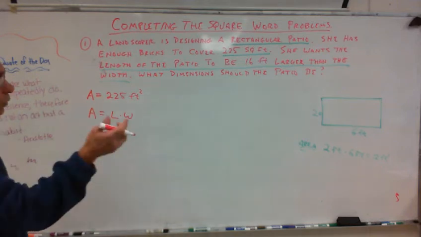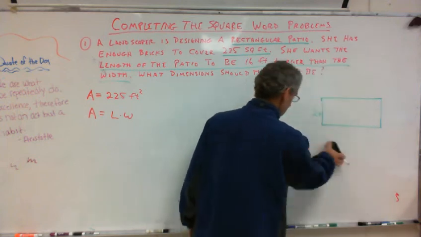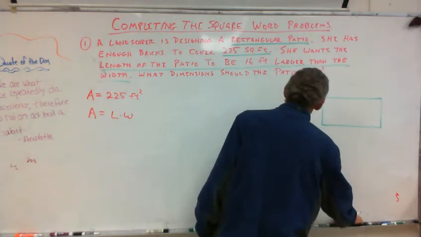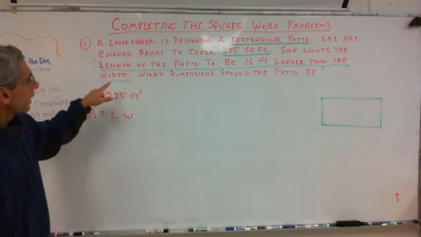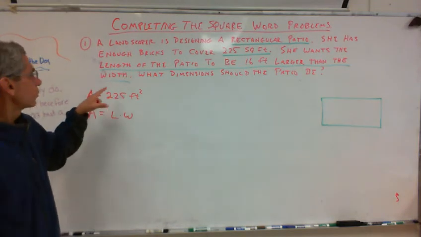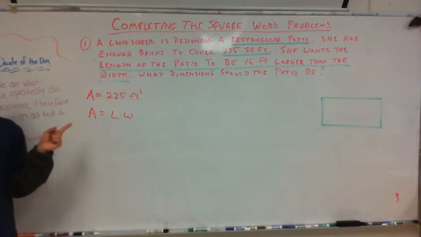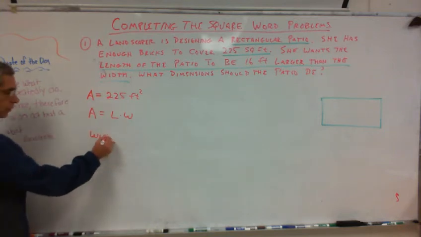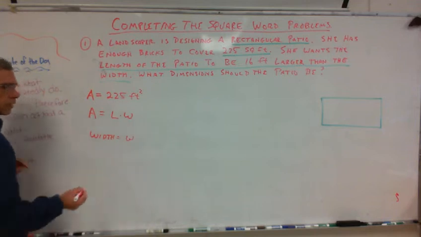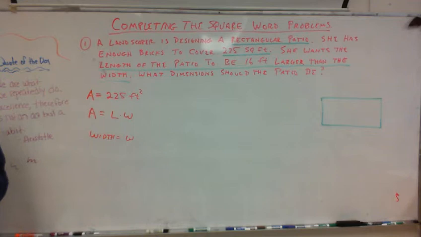And then it says, we know it's a rectangular patio. All right, now let's get rid of this advertisement here and let's do the real thing. We drew our rectangular patio right there. She wants the length of the patio to be 16 feet larger than the width. So which one is smaller? The width. So let's make the width W. You always make the smaller one just X or W, or a variable, just plain.